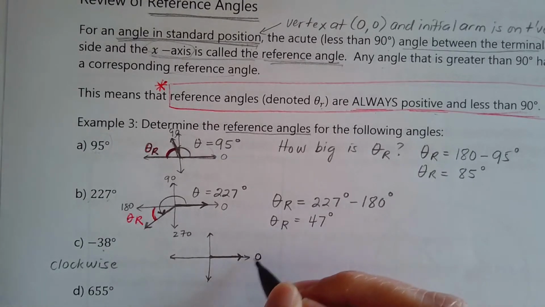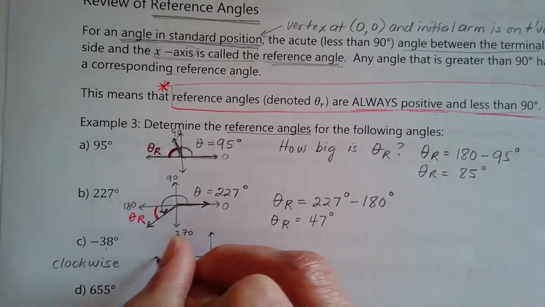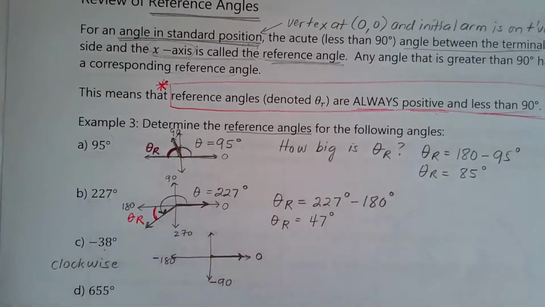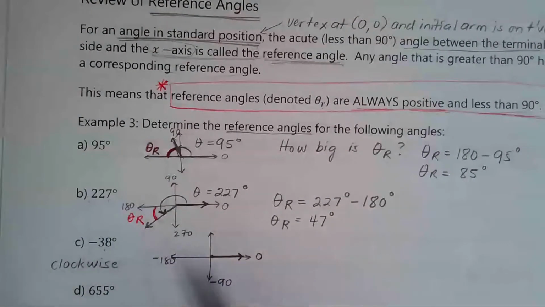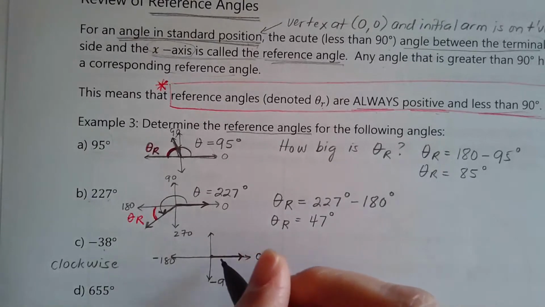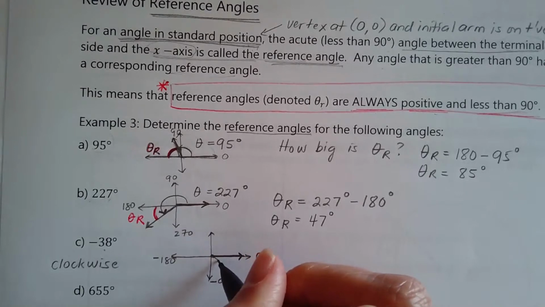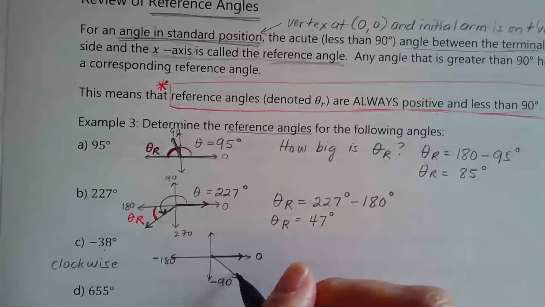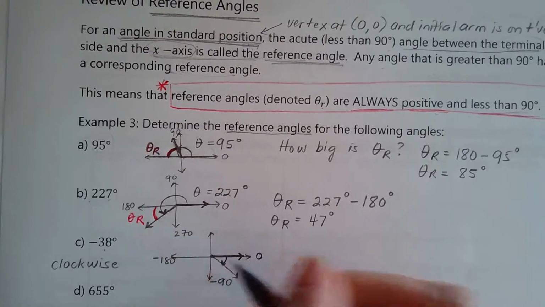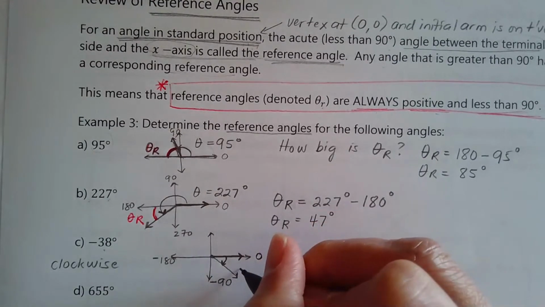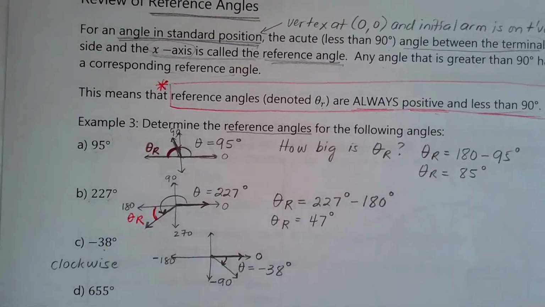If this is 0, then this is going to be negative 90 degrees, this is negative 180 degrees, and then negative 270 up there. So where is negative 38? Negative 38 would be right there. So theta equals negative 38 degrees.